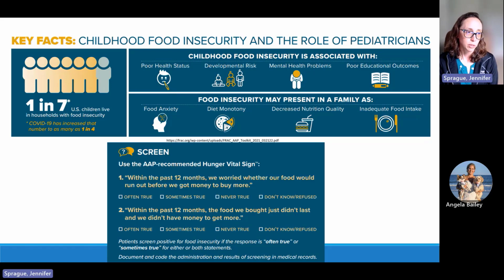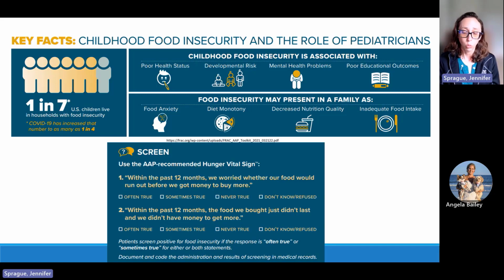The screen that's recommended for food insecurity is the Hunger Vital Sign. It's a pretty quick and easy questionnaire. It's only 2 questions. Within the past 12 months, we worried whether our food would run out before we got the money to buy more. And within the past 12 months, the food we bought just didn't last, and we didn't have money to get more. It's answered as often, sometimes, never, or patients can refuse.